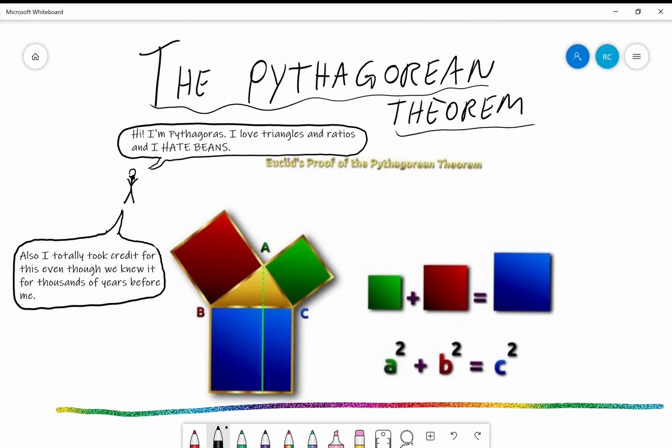The Pythagorean Theorem, possibly the single most used theorem in all of geometry. You're going to find that this theorem is going to be used to find distances all over the place. So, we know that the Pythagorean Theorem is attributed to Pythagoras, even though he totally didn't invent it. We knew about the Pythagorean Theorem for thousands of years beforehand, but here it is.